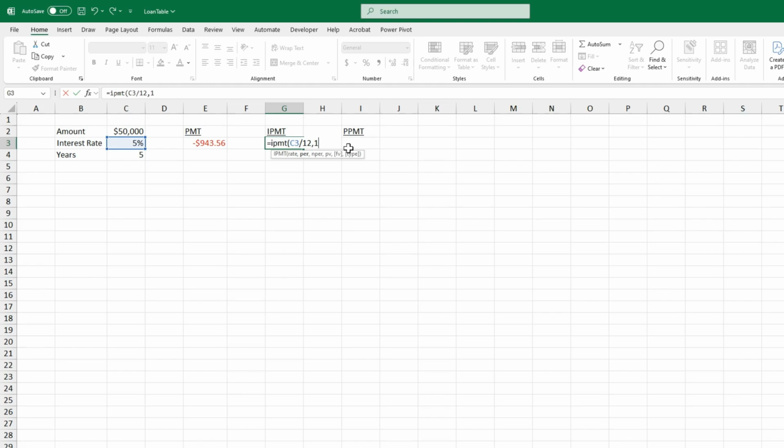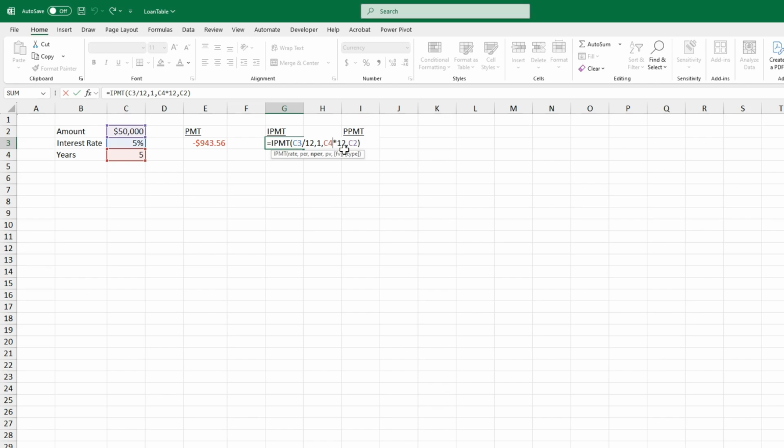So what does my first interest payment look like? And then I'm going to have my years of 5 times 12 again. And then my present value, once again, is going to be $50,000. Close that off. And I'm going to get $208. That's my first interest payment. And interest payments go down over time as principal payments go up usually.